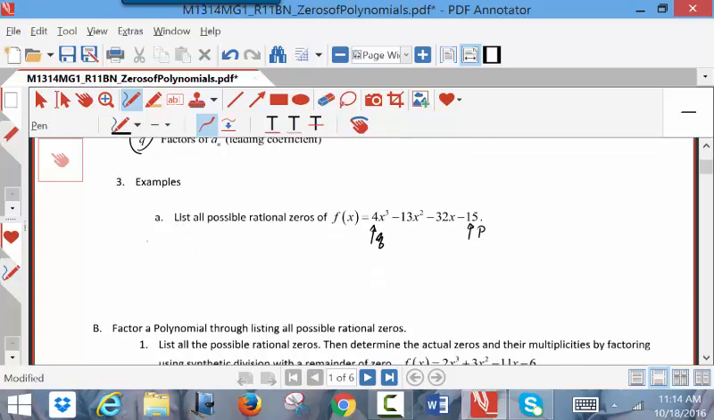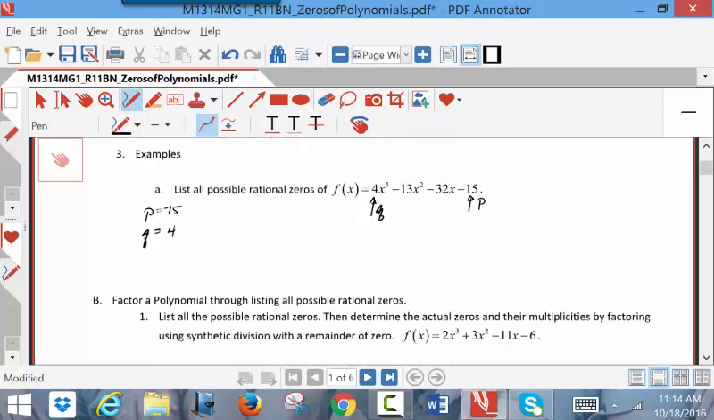So we come over here and we say, all right, p is negative 15, and q is a positive 4. And we list the factors of each of these numbers. And we list the positive and the negative factors, not just the positive, but both, so we put plus minus in front of them.